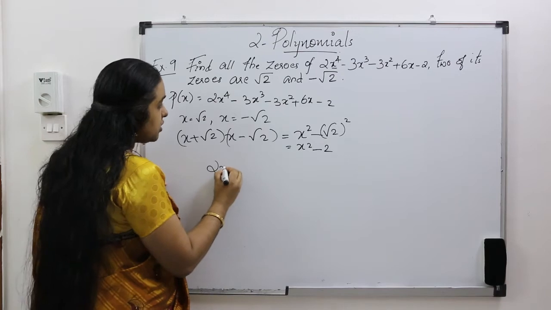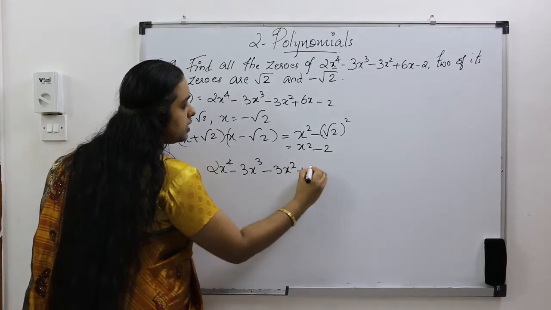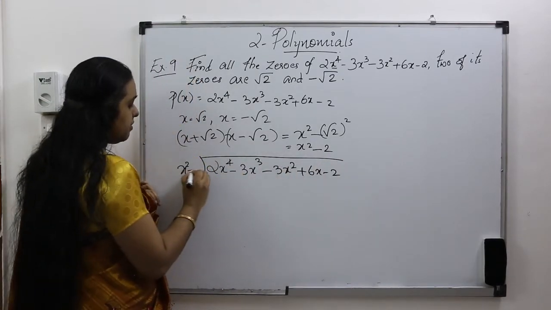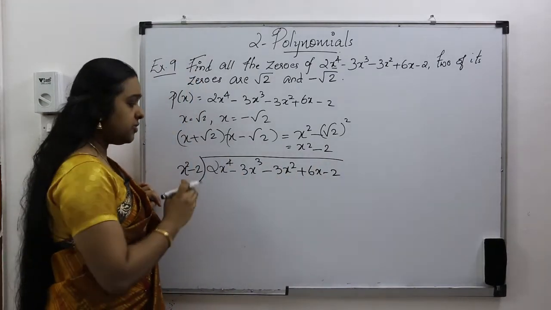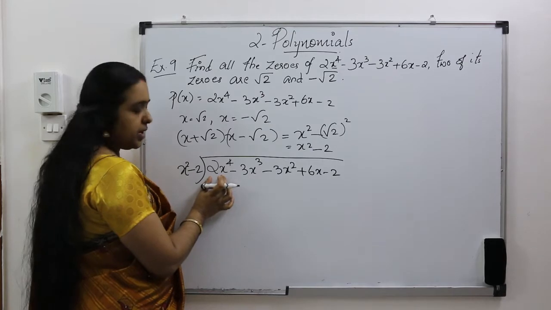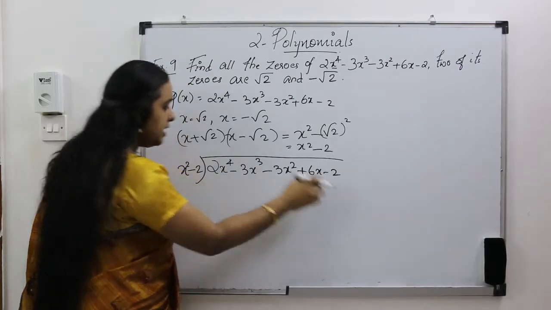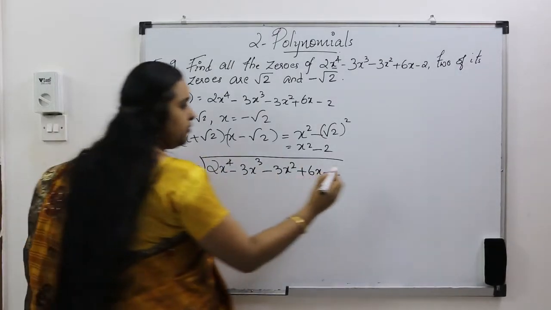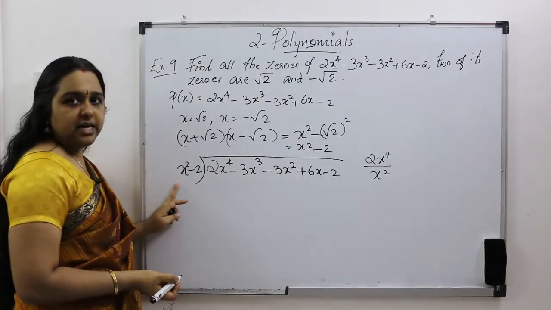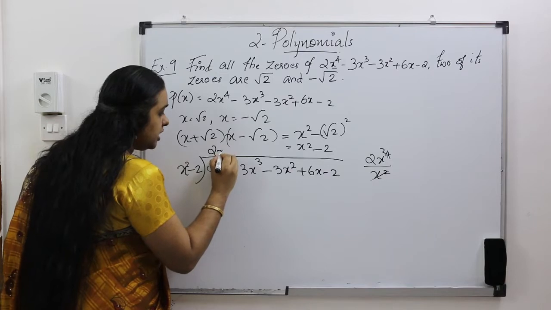You know how the division algorithm is. First we will write the polynomial. We are going to divide it with x square minus 2. Okay, tell me what's the first step? What will we do first? First we will take the first term, 2x raised to 4, and divide it by the first term of the divisor. This is our dividend and this is our divisor. We will take the first term of the dividend and divide it by the first term of our divisor, that is x square. This will become 2x square. So that is our quotient, 2x square.